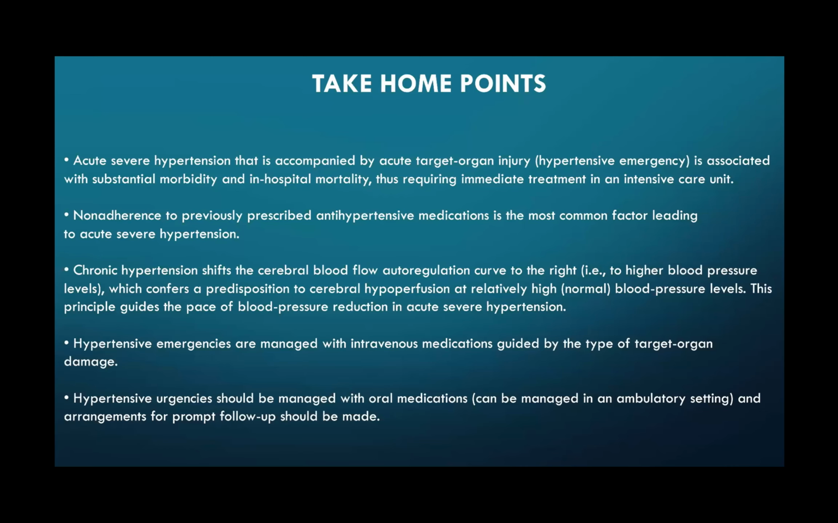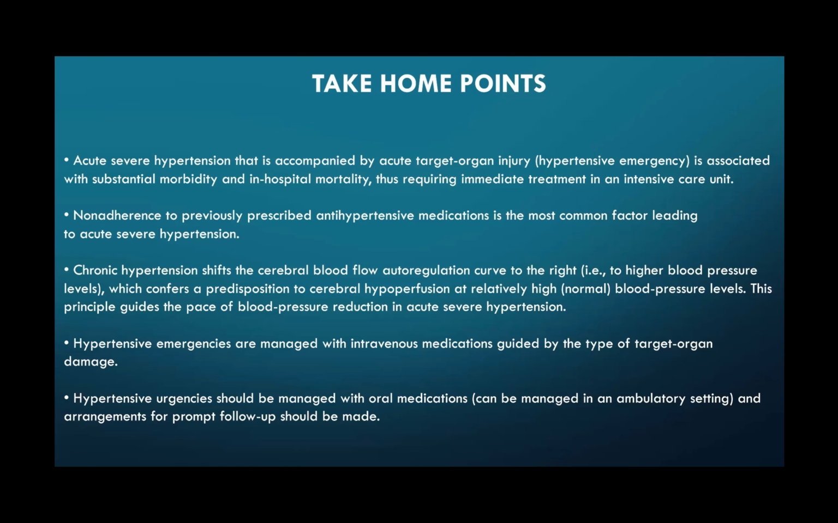So just coming to the take-home points before we wrap this session up. Acute severe hypertension with end organ damage, that is hypertensive emergency. Admit to an intensive care unit, you need an arterial line, you need intravenous agents. The choice of the agents and the blood pressure reduction goal depends on what kind of target organ damage you're looking at. When they did certain studies, they found that non-adherence to previously prescribed antihypertensive medications was the most common factor leading to acute severe hypertension.